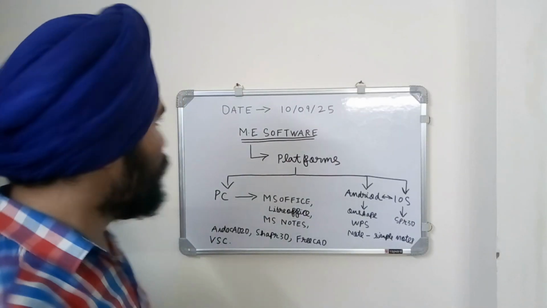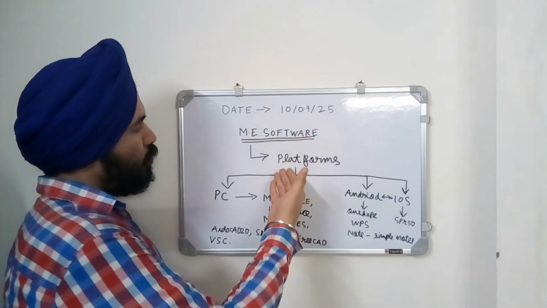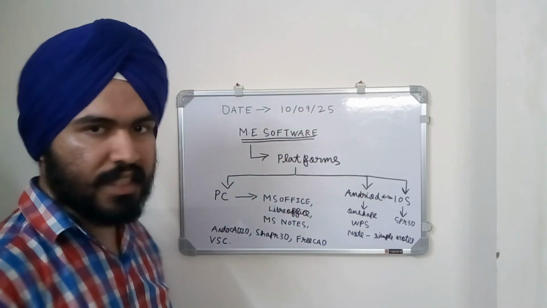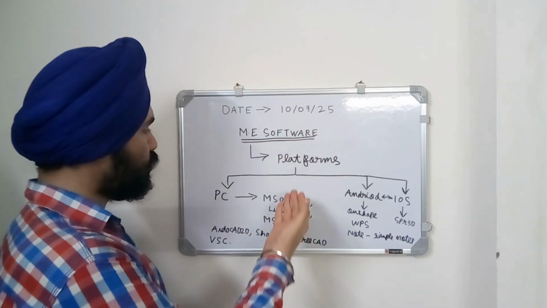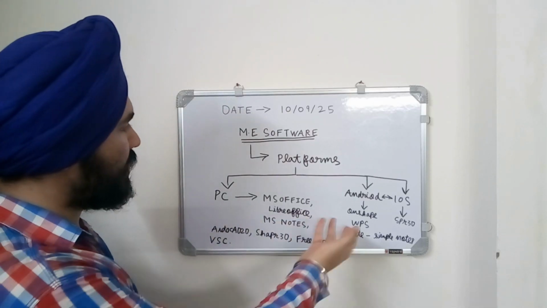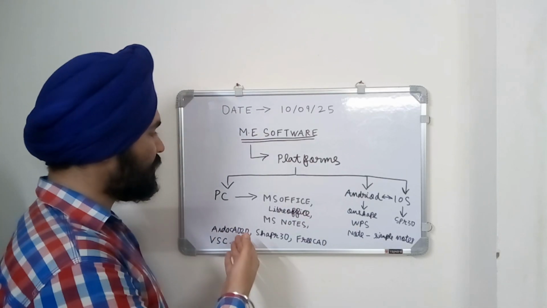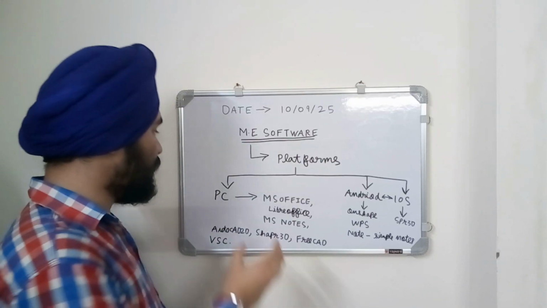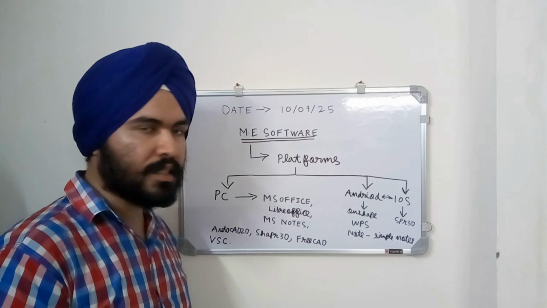Now we would be talking about the platforms which are available to use the software for mechanical engineering. So here we have the personal computer. I have categorized it into two things. One is our steady one, which is at our home, or maybe portable, but I'll just consider it as a personal computer over here.